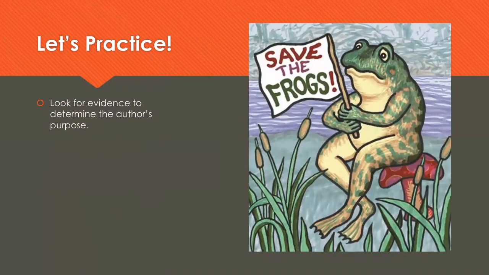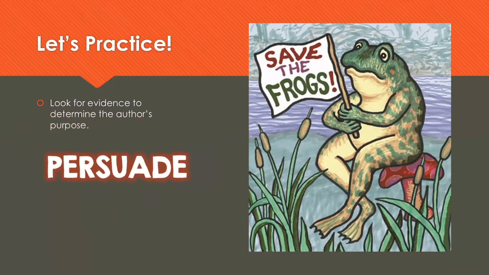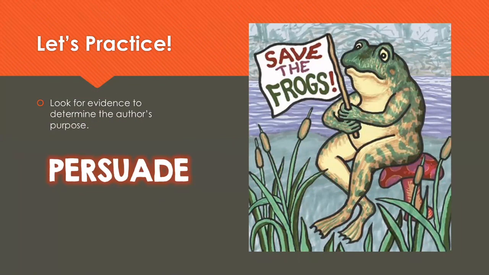Let's practice some more. Look for evidence to determine the author's purpose on this poster. It says, "Save the frogs." He has a very sad face. Yes, it is to persuade us. It wants us to take action to help the frogs.